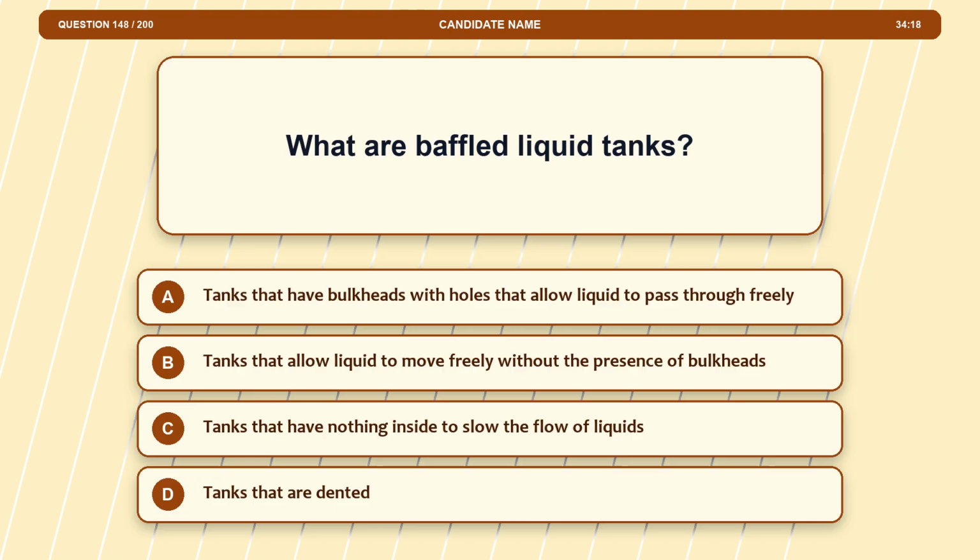Question 148. What are baffled liquid tanks? Option A, tanks that have bulkheads with holes that allow liquid to pass through freely. Option B, tanks that allow liquid to move freely without the presence of bulkheads. Option C, tanks that have nothing inside to slow the flow of liquids. Option D, tanks that are dented.